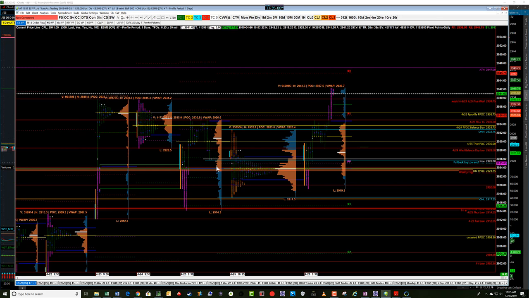If you look at this, three days in a row, we have balancing price activity that's above the prior week's area of balance. And prices are relatively accepted up here.